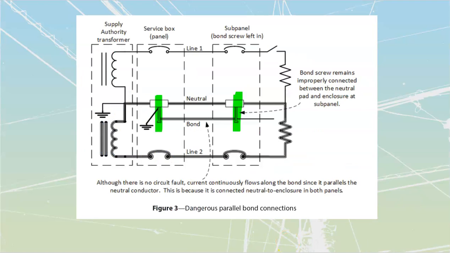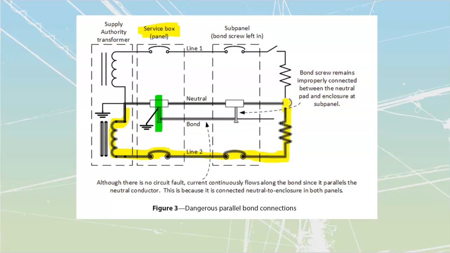Going back to this over here, if I leave my bond screw in, there will be current that will go back. Now, we know that our source is going to supply power through the transformer. It's going to go through, this is my service box, my main panel. It's going downstream. We're feeding out of that panel. We're going down to a sub panel that's going to be somewhere further downstream. Out of that sub panel, we go through a load.